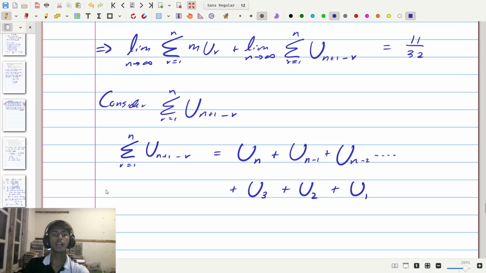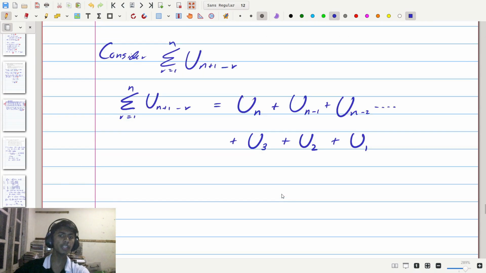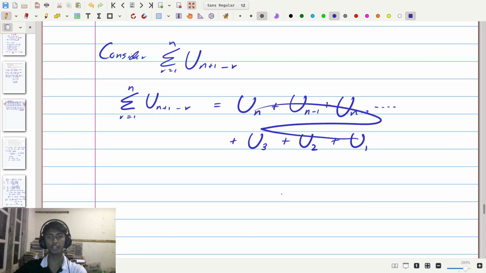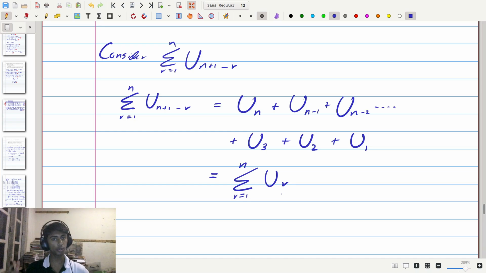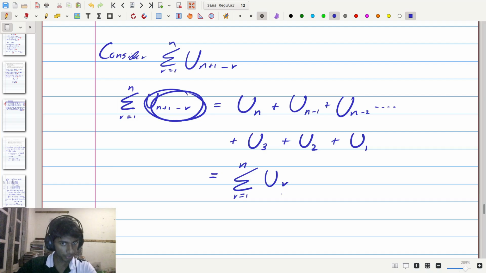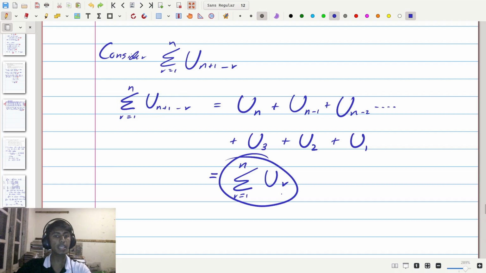Now, taking a look at this sum, we can see we have all the terms from u of 1 up to u of n, but the only difference is the order is reversed. This sum is exactly the same as the sum from r equals 1 up to n of simply u of r. Both of those sums are the exact same because they have the same exact terms. It's just that the terms in here are in reverse order. Since that doesn't matter for the overall sum, we can write this as being equal to the sum from r equals 1 up to n of u of r.